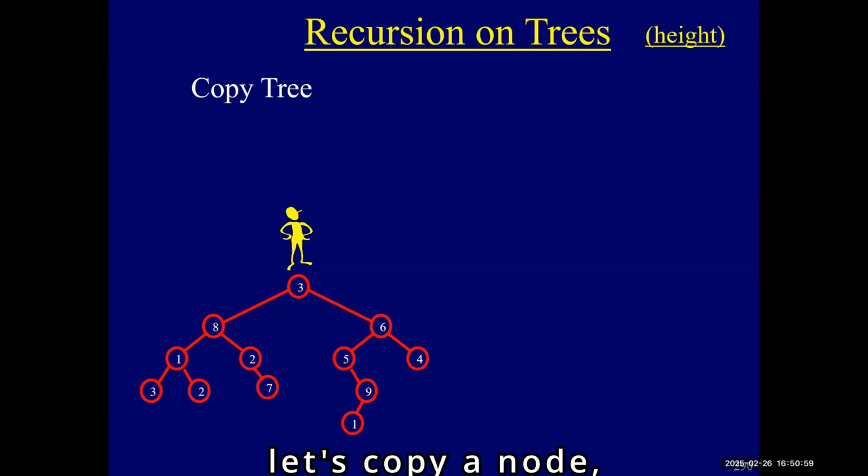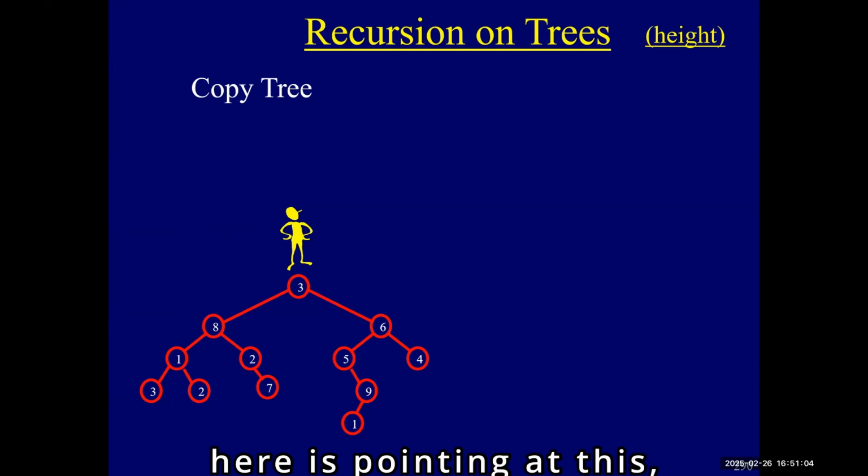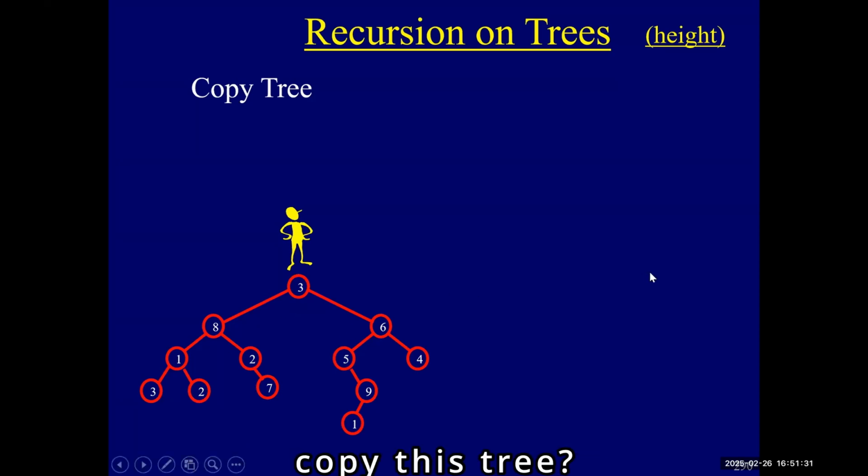Let's copy a node, right? So if my little n here is pointing at this whole tree, and I do m equals n, right? What happens? M is pointing at the same tree. It's not pointing at a copy of the tree. And sometimes you want to copy, right? So how are we going to copy this tree? Any ideas?